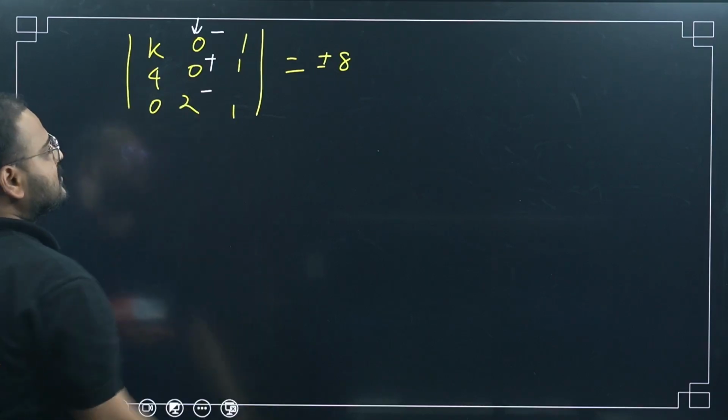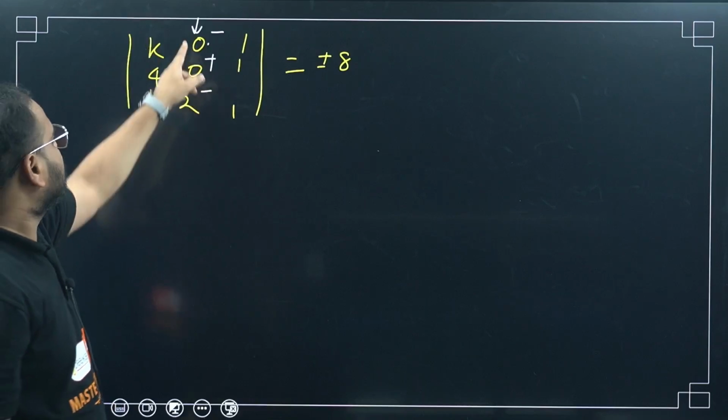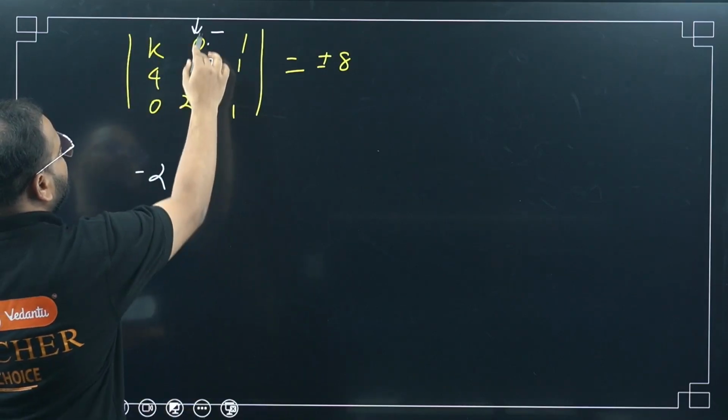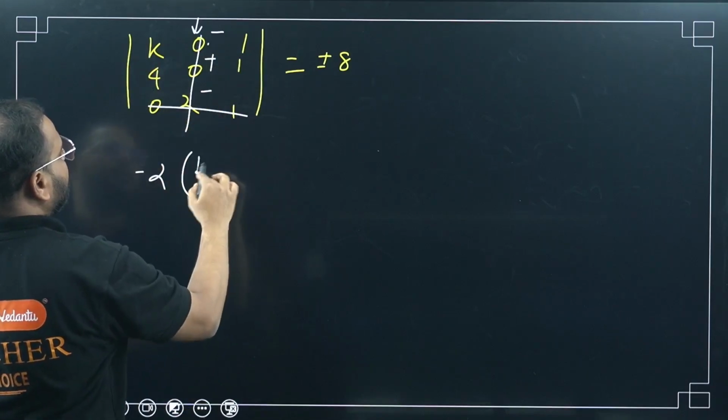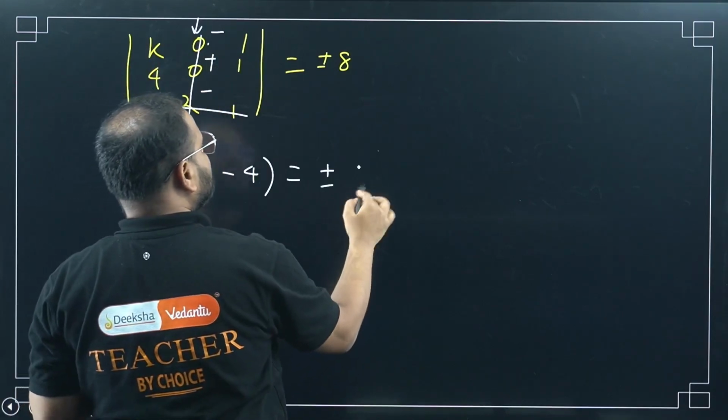So worry about only this thing, because across 0 will be 0. If I'm finding the determinant across this second column, this is 0, this is also 0. Third one will be what? Minus 2 times of, cancel this and this, I'll get what? K minus 4, right? Equals to plus minus 8, right?